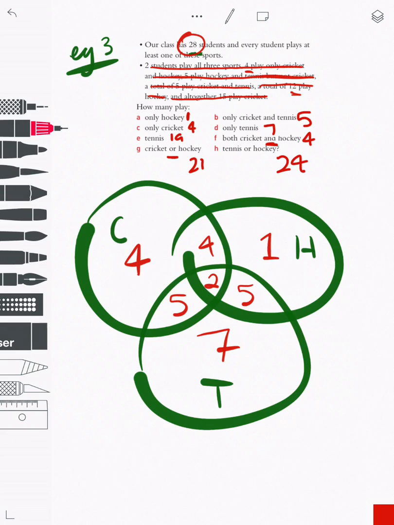Very important though, guys. Always draw a diagram before you answer any Venn diagram questions. Don't try and do it off the top of your head, because you can make silly mistakes just like we did before. And read the question carefully. Simple things like and or or can change the whole question and what it's asking you.